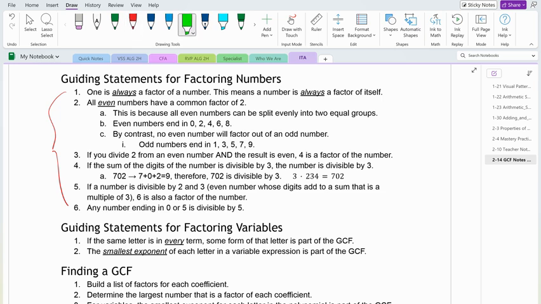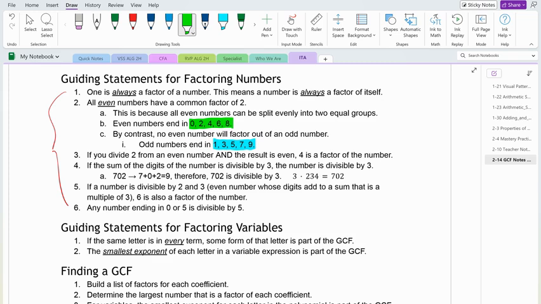Even numbers end, and maybe this is a little too simple, even numbers end in 0, 2, 4, 6, or 8. So if you see a number that ends in 1, 3, 5, 7, 9, that's odd. And that means that 2 cannot divide evenly out of that number. Therefore, no even number will divide evenly out of an odd number. There are some other rules here, some tips. The thing I would jump to, so 2 and 3 are the most common factors that students want to divide by, or that teachers want students to divide by.